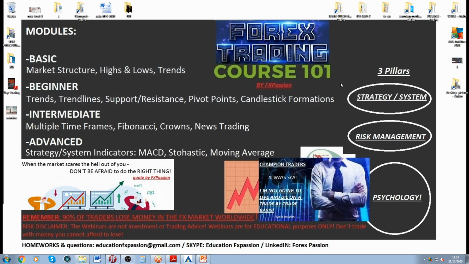And to remember, what we are trying to do is build the 3 pillars, right? Pillar number 1 is the strategy and or the system. Pillar number 2 is the risk management. We are trying to understand how risk management affects our strategy and or the system. And number 3, the big one, the psychology part. We're trying to understand how our psychology affects our risk management decisions and our decisions based on the strategy and system, right? And what do champion beginner traders say about psychology and trading? They are saying, I'm not going to live and die on a trade by trade basis. And of course, this is a quote from Mark Douglas.